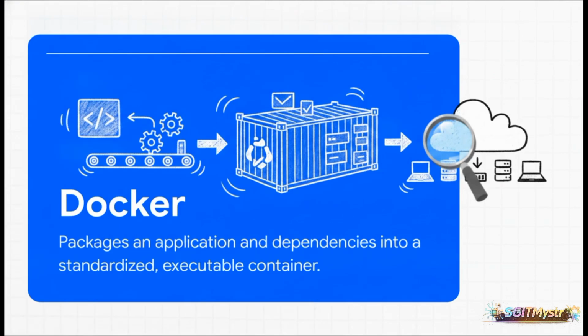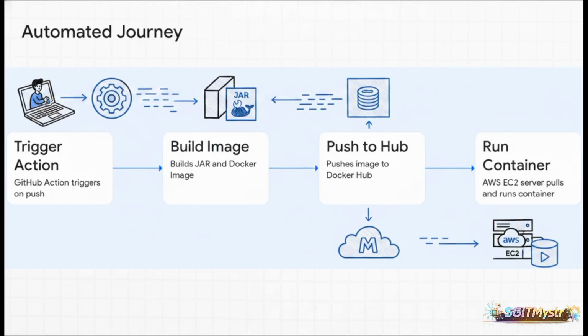Working right alongside GitHub Actions is Docker. If GitHub Actions runs the assembly line, Docker is the universal shipping container. It takes your newly built application, grabs all of its dependencies, and packages the whole shebang into a standardized, executable container using a Dockerfile. This solves the massive, decades-old problem of developers saying, "Well, it works on my machine," because Docker guarantees that if the app runs perfectly on a developer's local laptop, it will run exactly the same way on the remote cloud server.